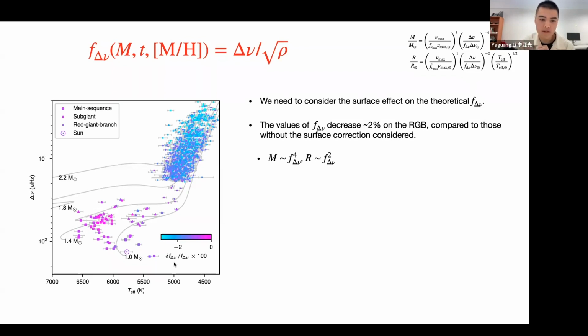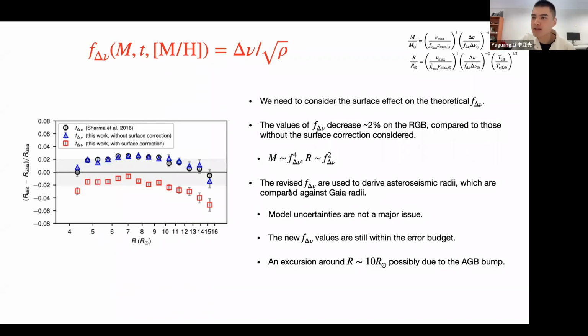As you can see here, basically on the RGB, where the effect is more prominent, it is roughly around 2%. And 2% may not sound like a big deal for F delta nu, but if you look at the equation, you realize that the mass depends on F delta nu to the power of 4, and the radius depends on F delta nu to the power of 2. That indicates mass needs to be changed by like 8%, and radius needs to be changed by like 4%. That's a big deal, I would say.